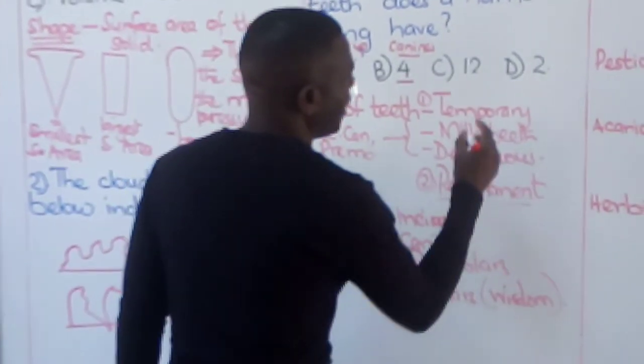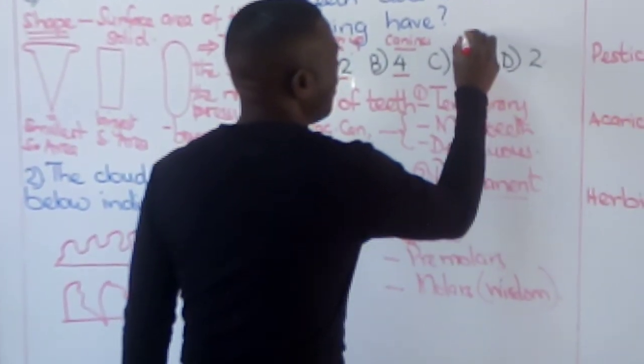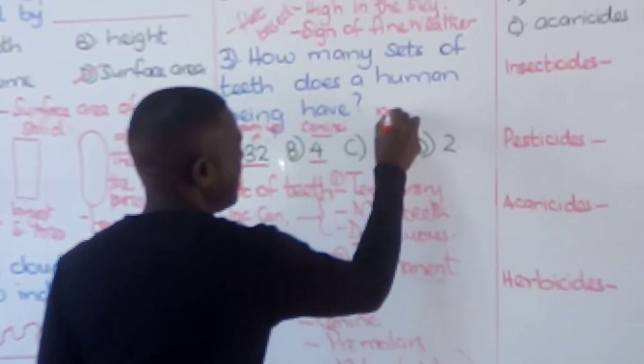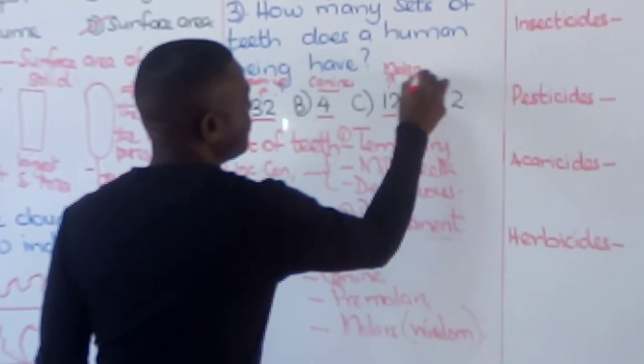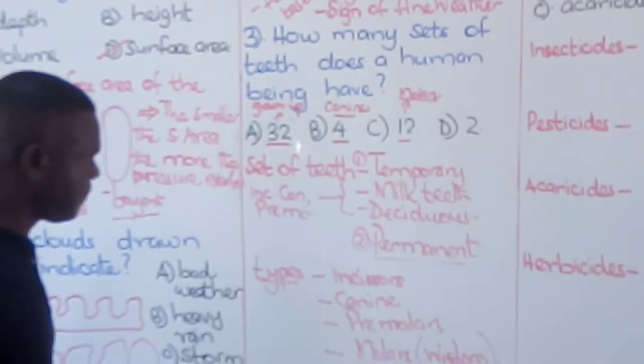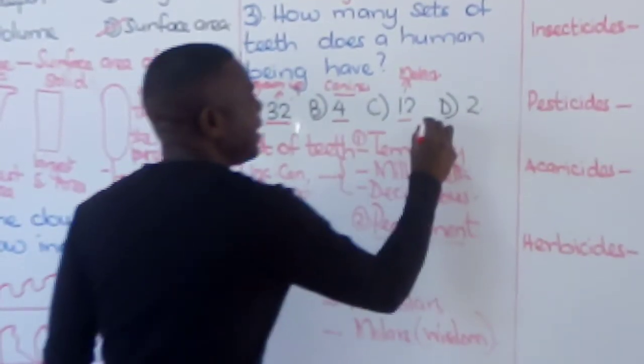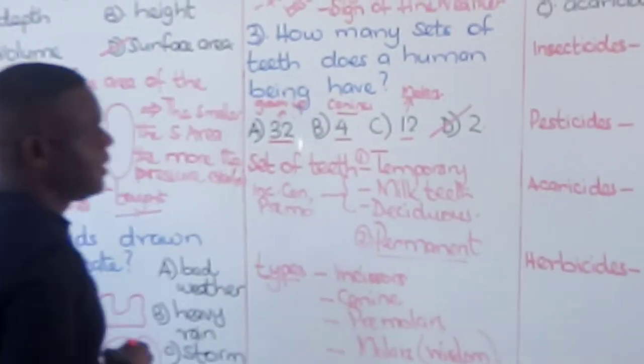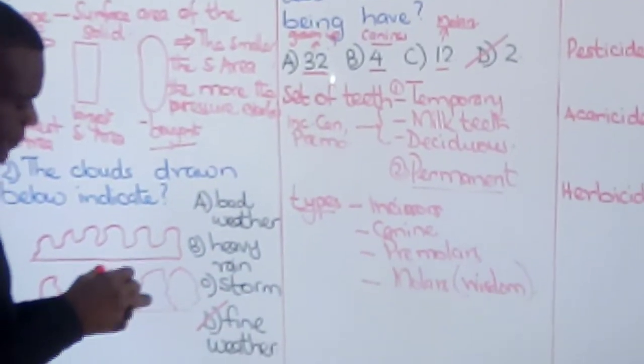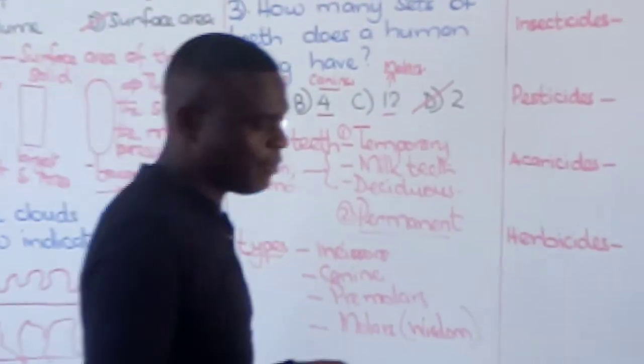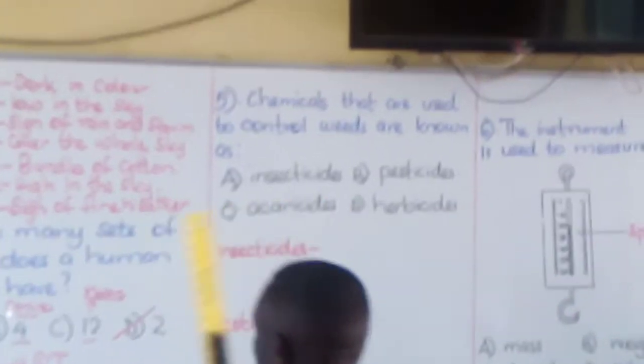Then we have 12 as the number of molars. The number of molars in the mouth should be 12. Alright? And so the answer here is D, 2 sets of teeth. Let's go to question number 5. I hope you have understood, boys and girls.